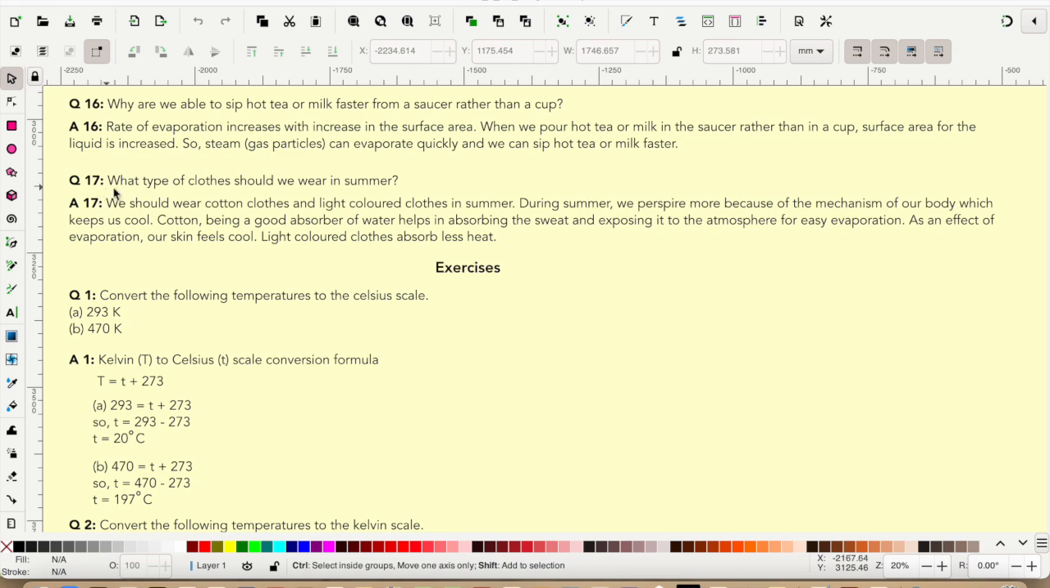Question 17. What type of cloths should we wear in summer? Answer is, we should wear cotton cloths and light colored cloths in summer. During summer, we sweat more because of the mechanism of our body which keeps us cool. Cotton, being a good absorber of water, helps in absorbing the sweat and exposing it to the atmosphere for easy evaporation. As an effect of evaporation, our skin feels cool. On the other hand, light colored cloths absorb less heat.